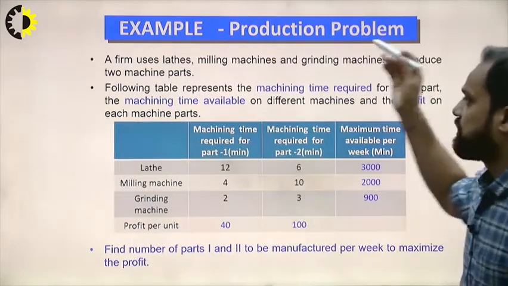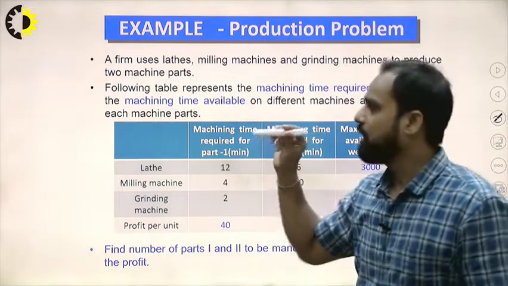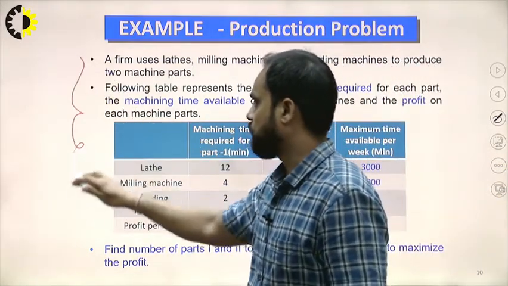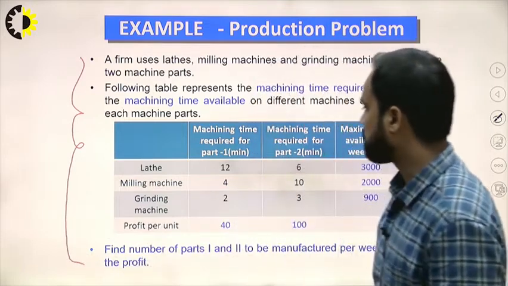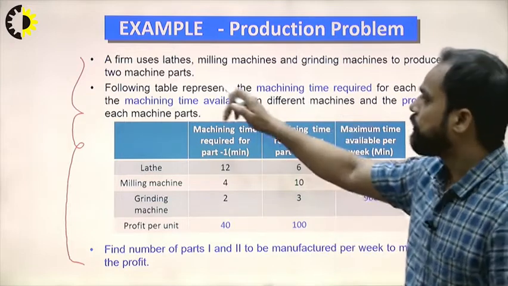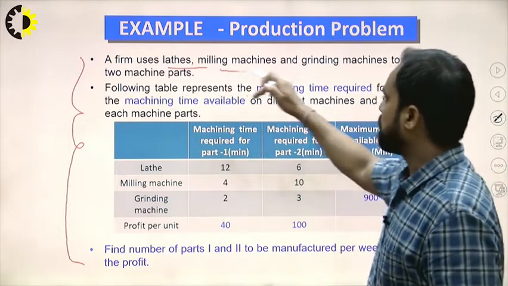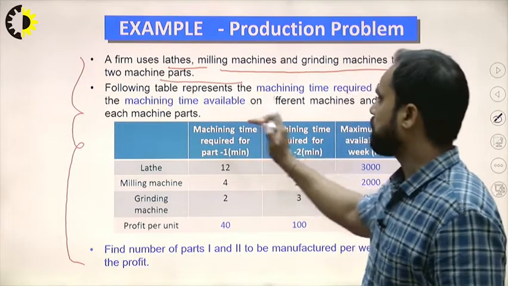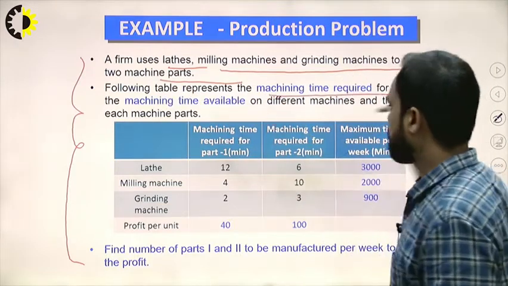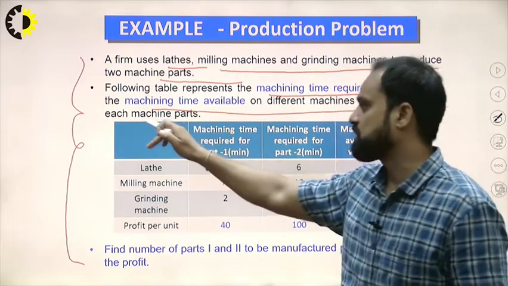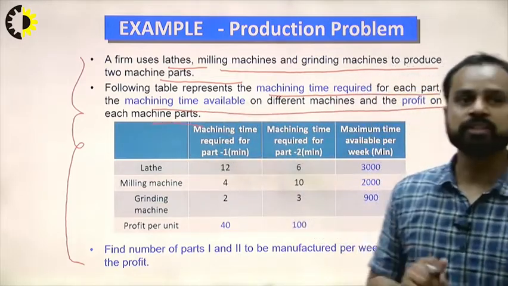So we can consider this by considering an example. We are taking an example of machining, and this problem indicates the multiple optimal solution. This is the description of the problem. A firm uses lathes, milling and grinding machines to produce machining parts. The following table represents the machining time required for each part, the machining time available on different machines, and the profit on each machine's parts. So this table is given.